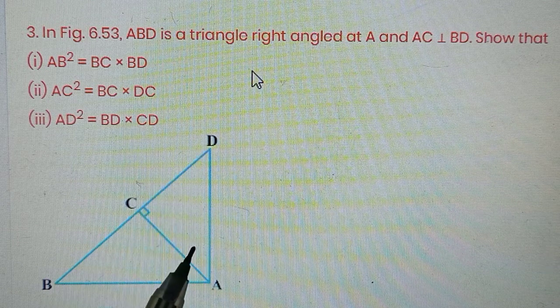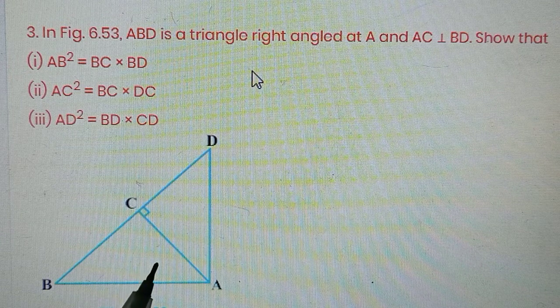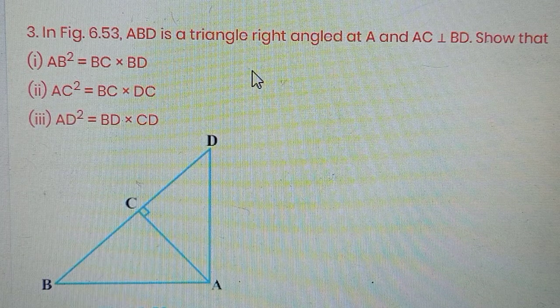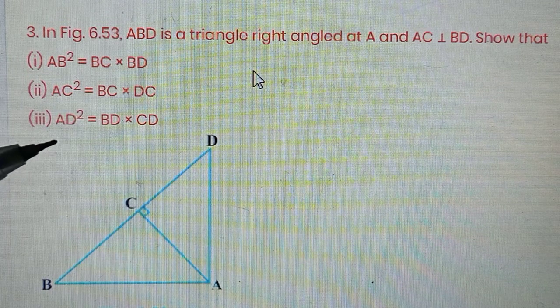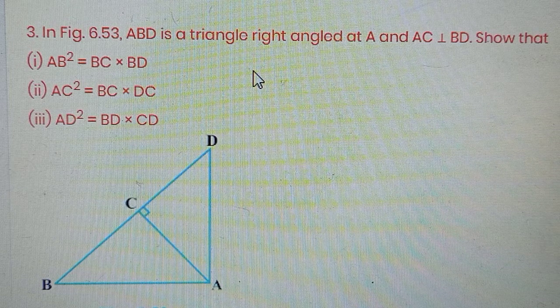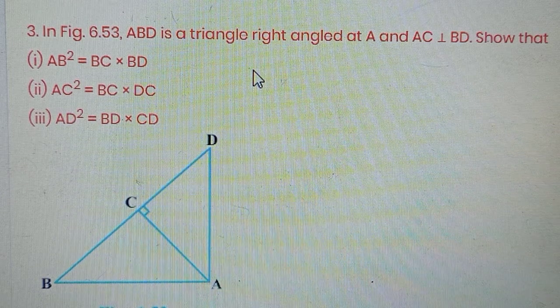Prove these two, the small and the big, similar. So one by one you will get all these three proofs. Just try to do it on your own. Otherwise, later I'll send you the written solution.